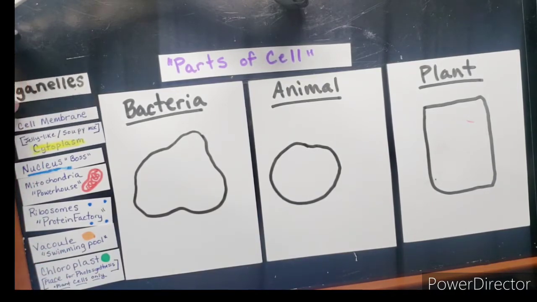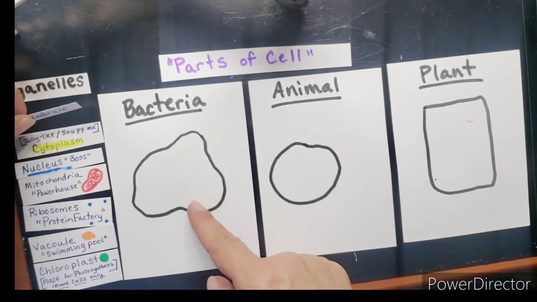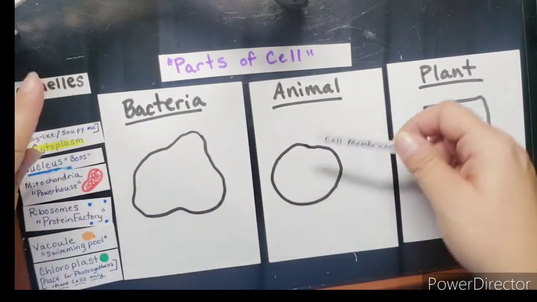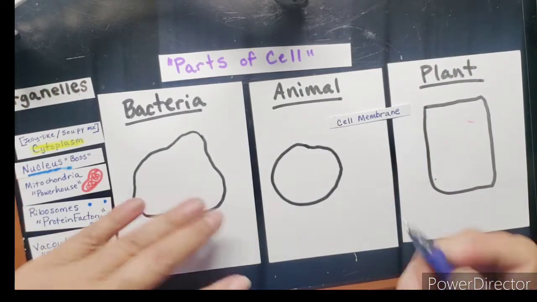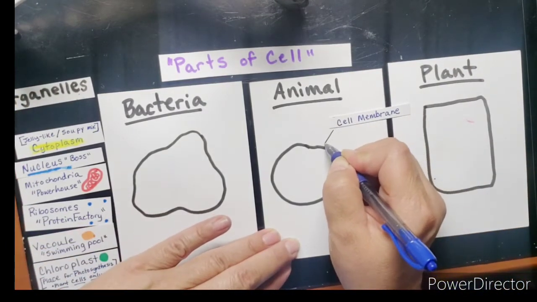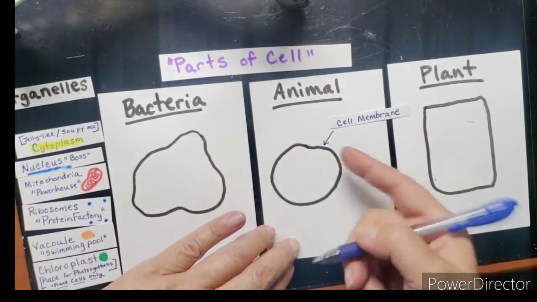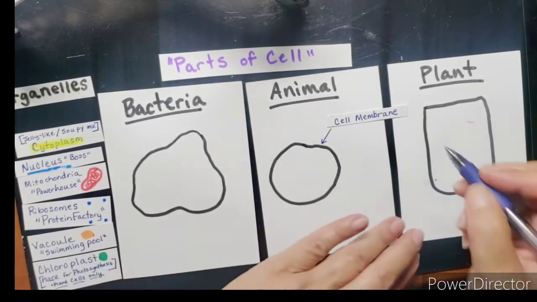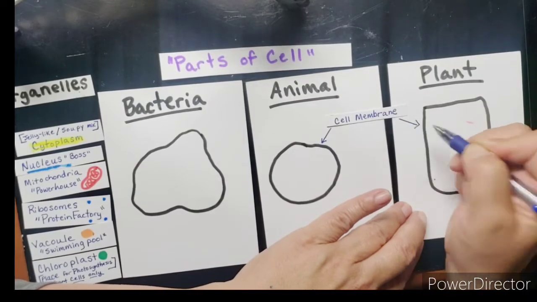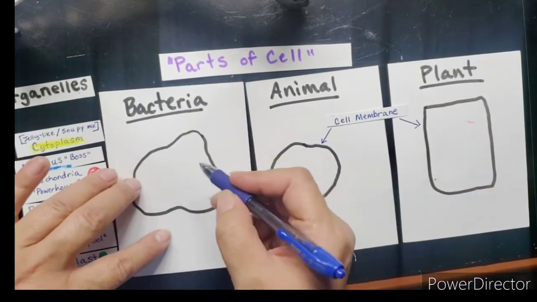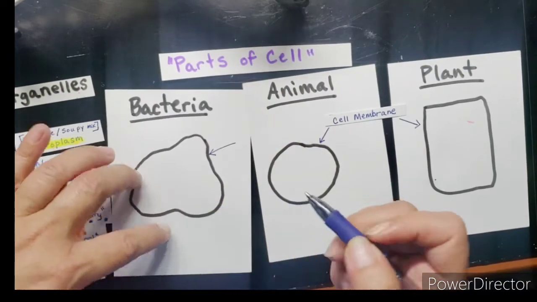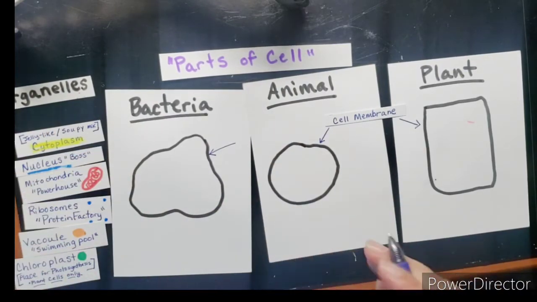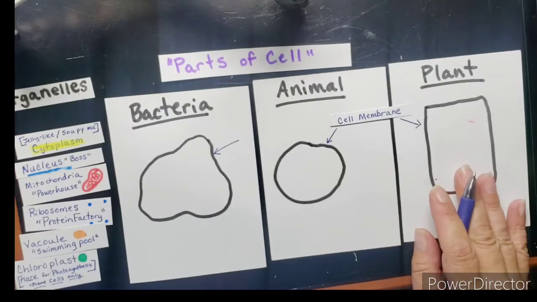So we'll start with the cell membrane, and those are what I drew already on these organisms. So I'll get my blue pen here. The cell membrane for the animal cell is usually round in shape, and the cell membrane for a plant cell is usually square in shape, and then the cell membrane for a bacteria is always a different shape. It's all kinds of different shapes.